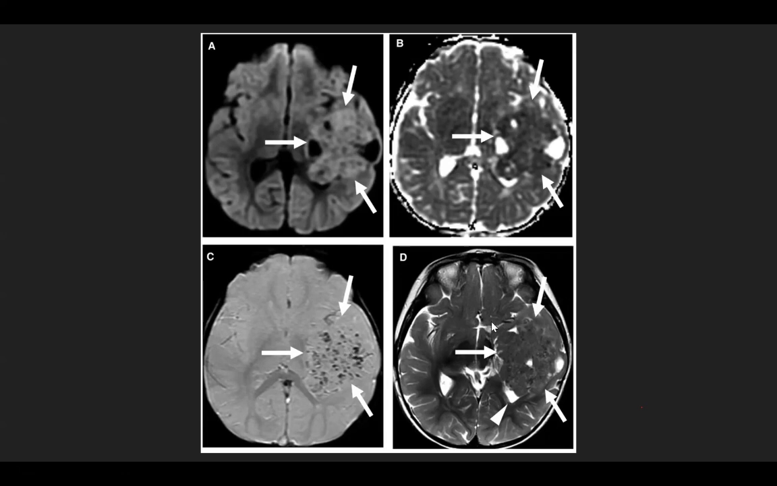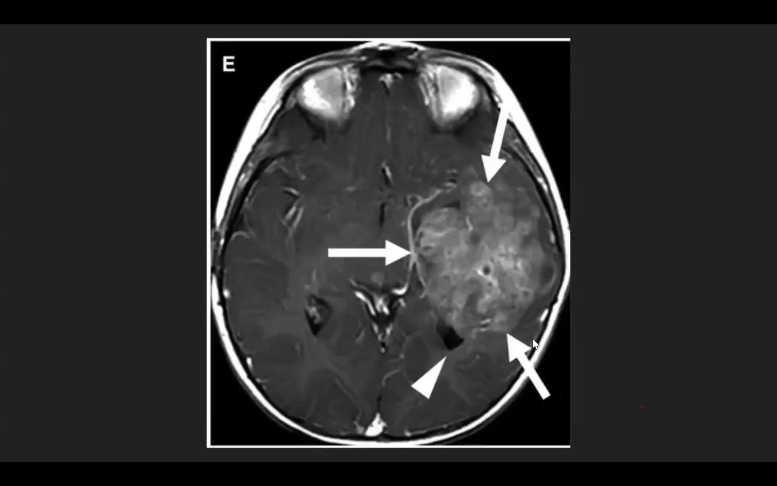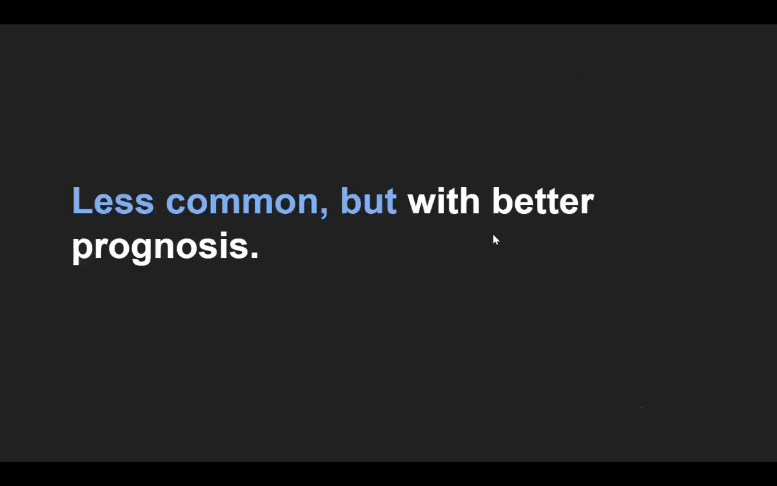This is D, T2 weighted, axial sections. We see that this is iso-intense, showing some cystic regions as well. The lesion looks relatively well circumscribed, and there is not significant perilesional edema here. So this is the same lesion post-contrast, axial sections. You see that there is some rim of enhancement. The rest of the enhancement is patchy. So these are less common, but with better prognosis.